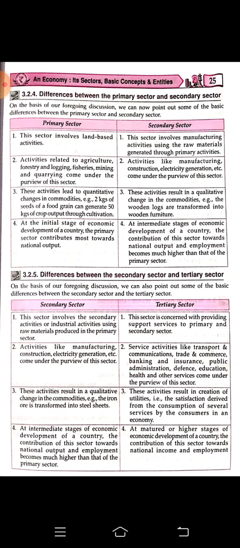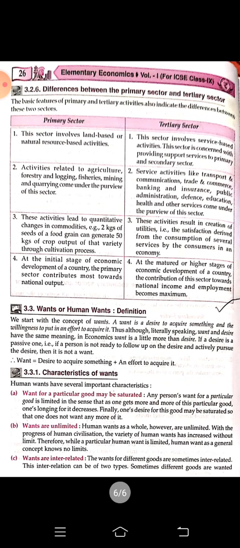In the primary we are having quantitative change, in secondary we are having qualitative change. So like this you have to just make a few points. Already those points I have discussed with you. So please go through your chapter.